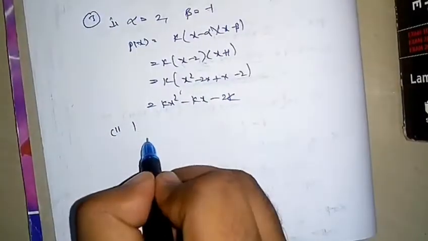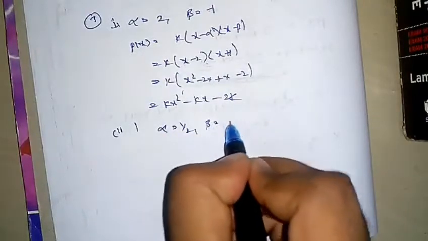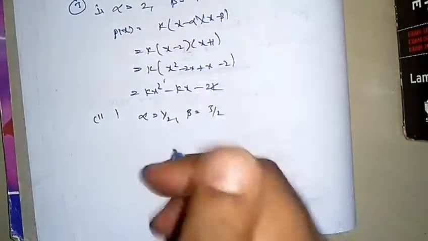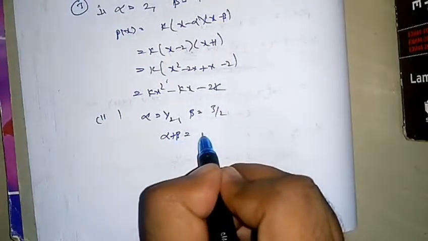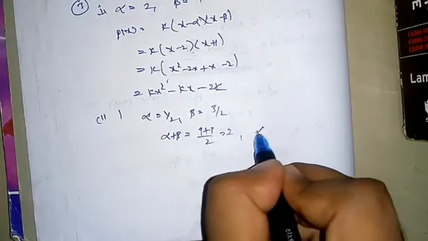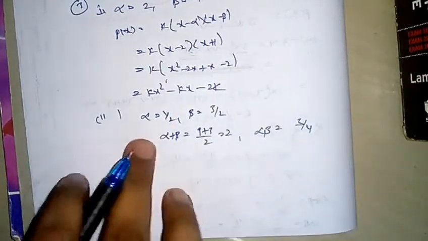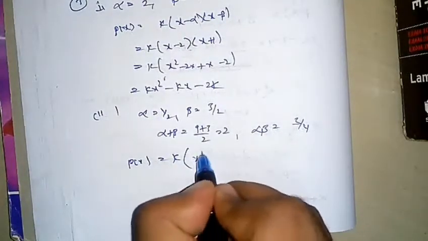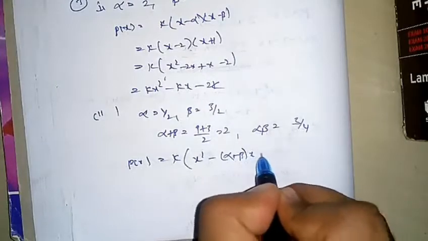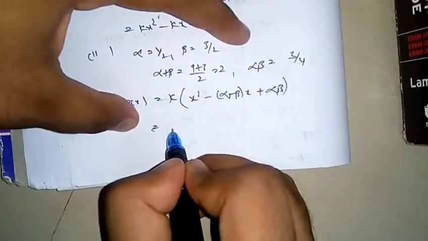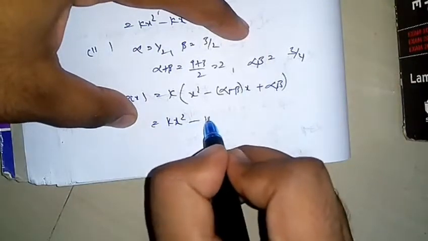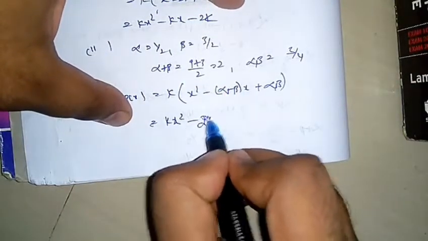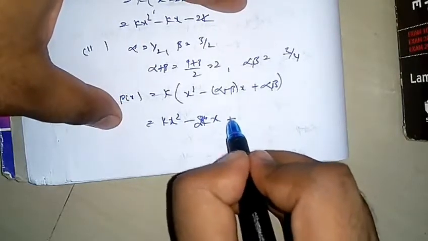Second one, alpha is equal to 1 by 2, beta is equal to 3 by 2. So you can do it the other way. You can find alpha plus beta is equal to 1 by 2 plus 3 by 2, which is equal to 2, and alpha beta is equal to 1 by 2 into 3 by 2, which is 3 by 4. Now p of x will be equal to k times x square minus alpha plus beta x plus alpha beta, which will be equal to kx square minus k, alpha plus beta is 2, so 2kx plus 3 by 4 k. This is a polynomial.